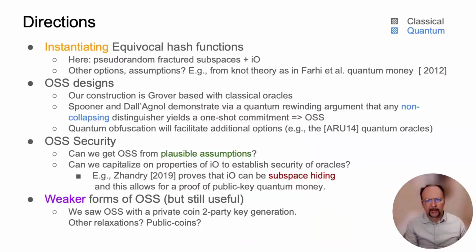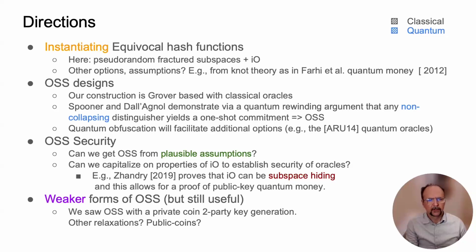So let's wrap up with directions. The biggest direction is how to instantiate cubical hash functions. So we've seen here the idea of pseudorandom fractured subspaces and indistinguishability obfuscation. What are other options and other assumptions? For instance, there's knot theory coming from the domain of quantum money from earlier work of Farhi et al., 2012. Other approaches for one-shot signatures, we have this adaptation of Grover here with classical oracles and indistinguishability obfuscation.